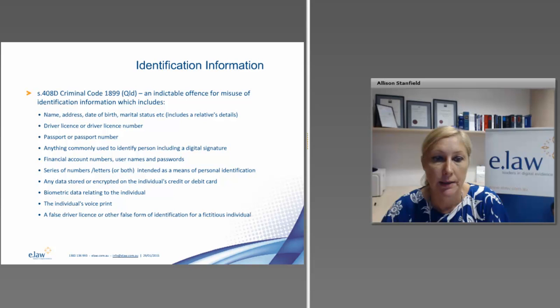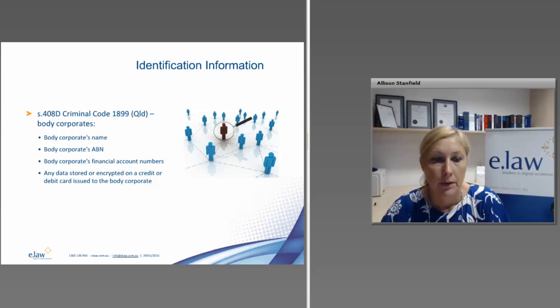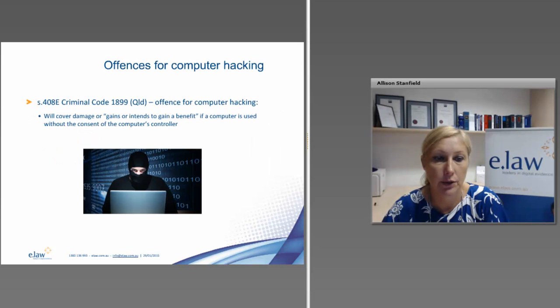In Queensland, the identification offence includes all of those things, such as stealing someone's name, address, date of birth, driver's licence number, passport number, biometric data, voice print and so on. It also covers body corporates, so anybody essentially stealing a name, ABN and so on can be subject to an offence. The computer hacking offence will cover damage or gains or intends to gain a benefit if the computer is used without the consent of the computer's controller.